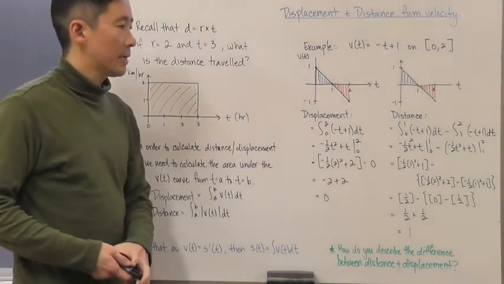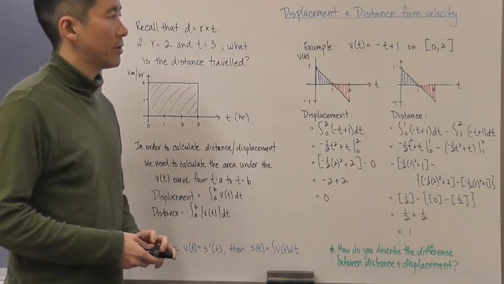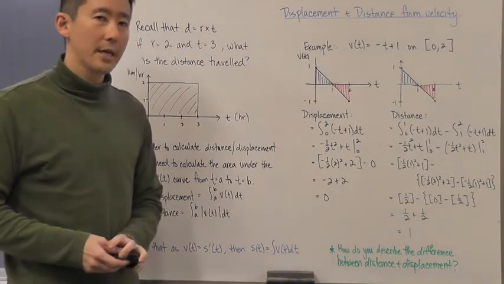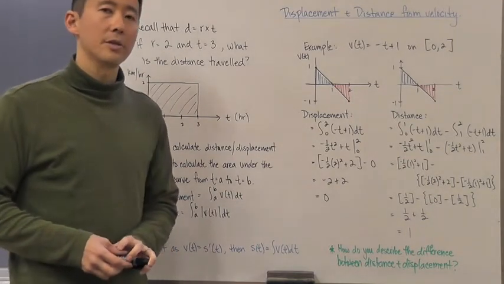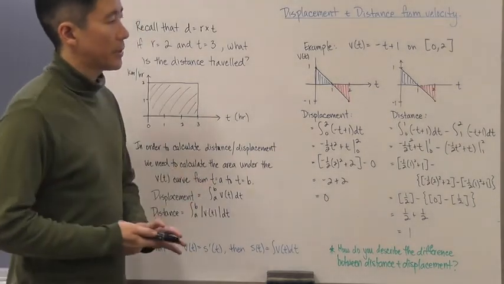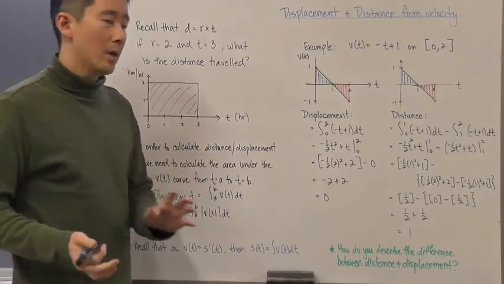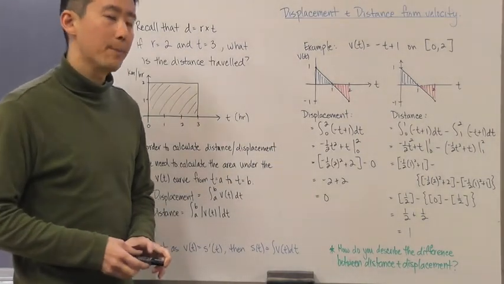Okay, so let's take a look at an example here. Let's say, for example, our velocity function is v of t is equal to negative t plus 1 on the closed interval from t is equal to 0 to t is equal to 2. Now, there are two different things that we want to take a look at, one at a time. We'll first take a look at displacement, because displacement is going to be much simpler to integrate.